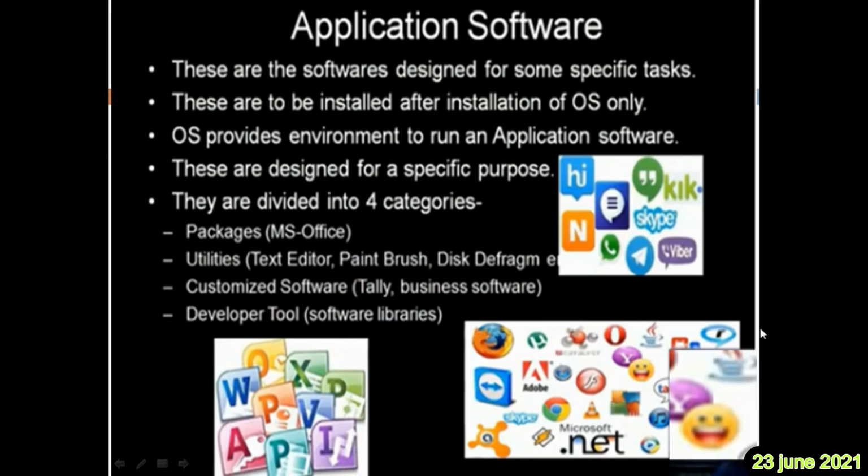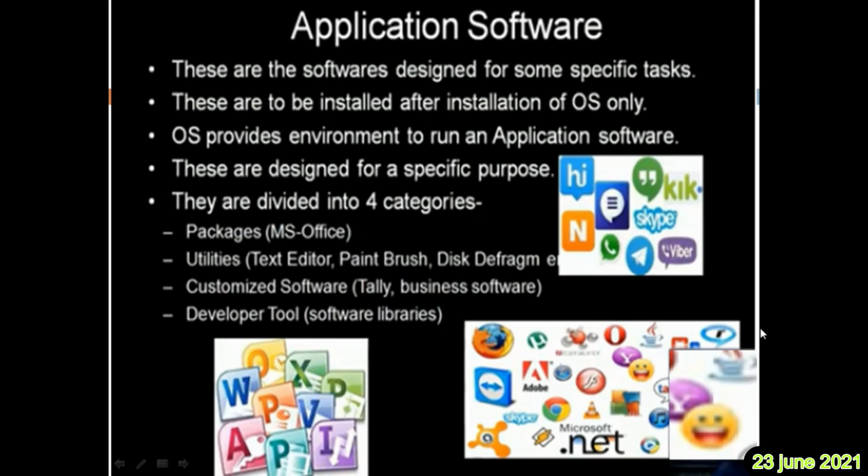Next comes the application softwares. These are the software designed for some specific tasks. These are not used for the system, they are used for the user. Okay, these are to be installed after installation of the operating system only. The operating system provides the environment to run an application software. These are designed for a specific purpose.